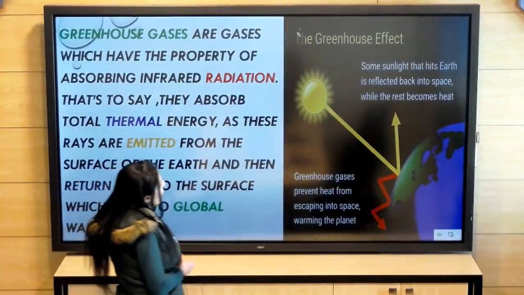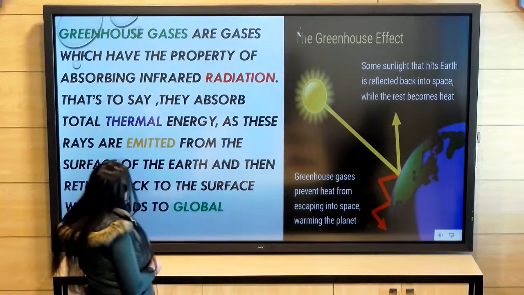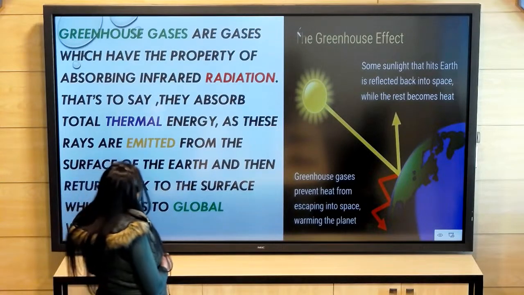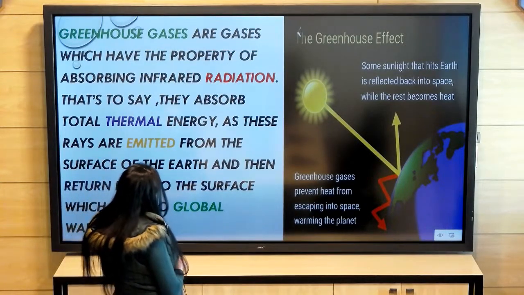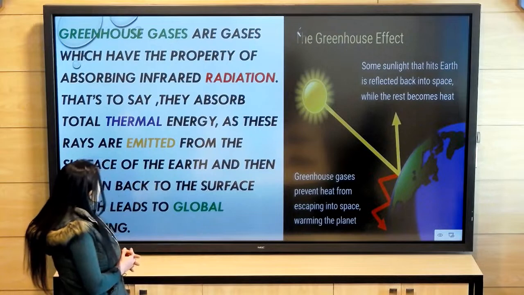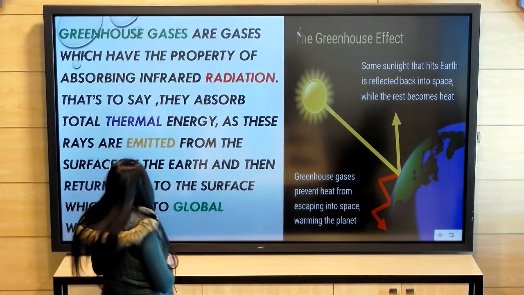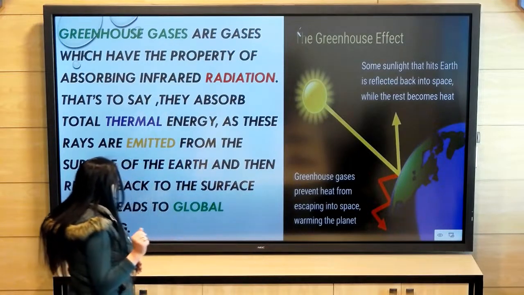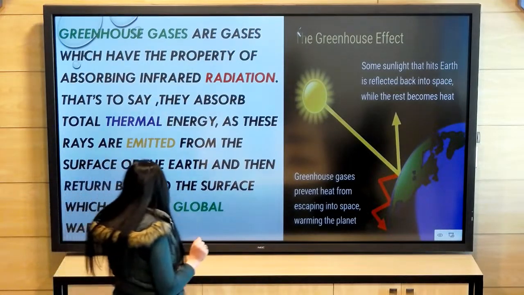We'll start with the lesson. Greenhouse gases are gases which have the property of absorbing infrared radiation. That's to say, they absorb total thermal energy as these rays are emitted from the surface of the Earth and then return back to the surface, which leads to global warming.